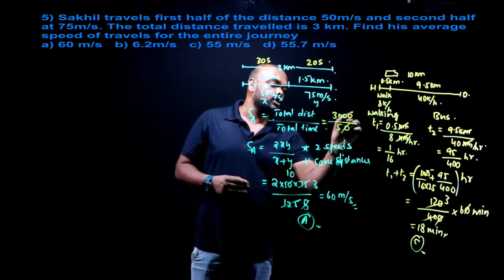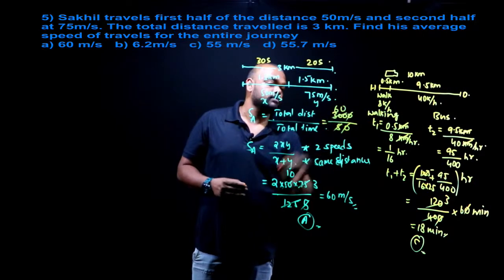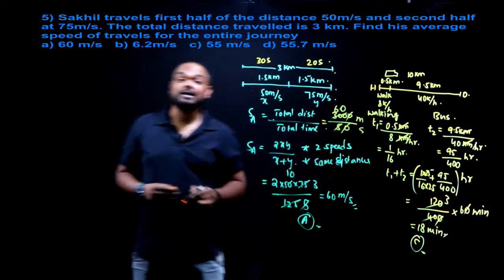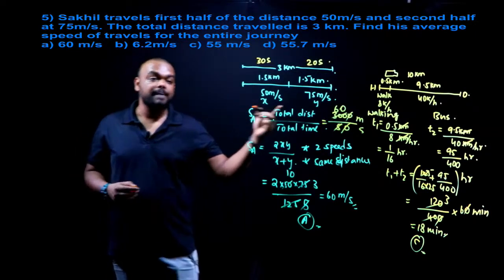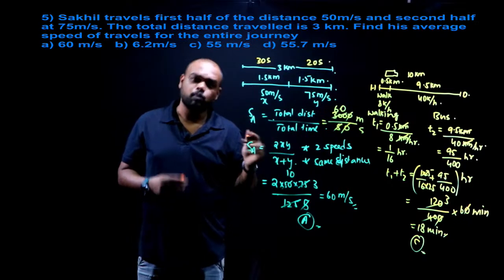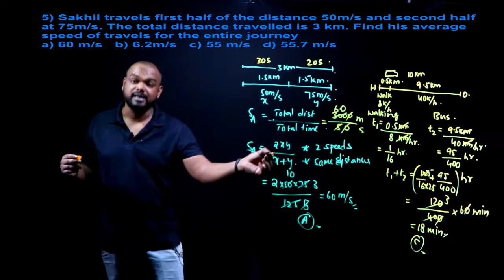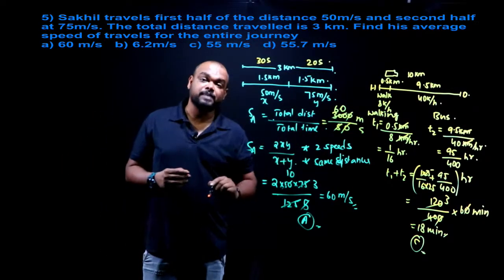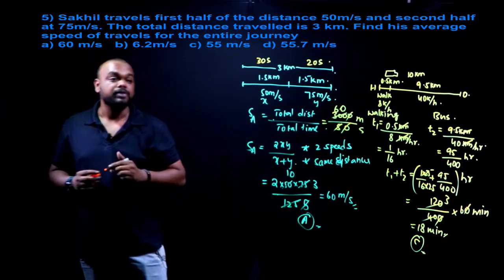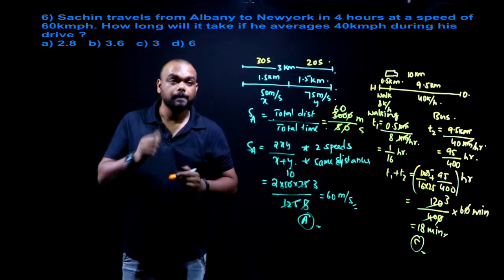So 3000 by 50 is 60 meters per second. Exactly the same answer you will get, Shrishant. Am I clear with this? Yes, you can do it in this method also. Both are absolutely fine, but this is faster in this case. That is the reason I went with this method. When the other has to be used, that also I'll show you. Don't worry. Next problem, please.